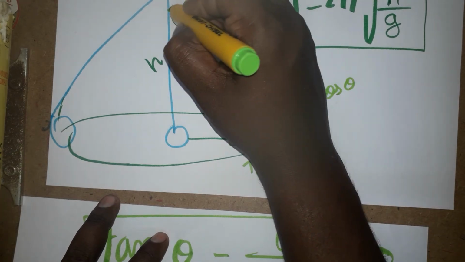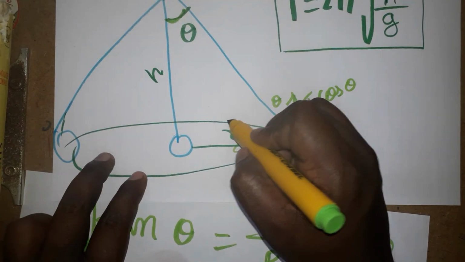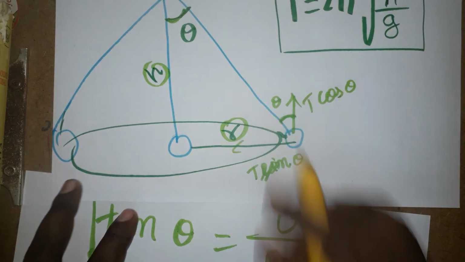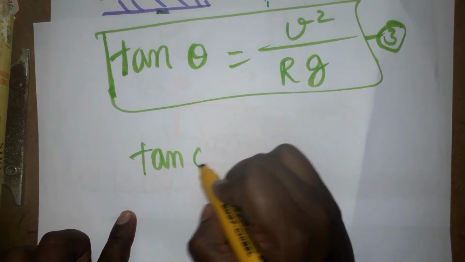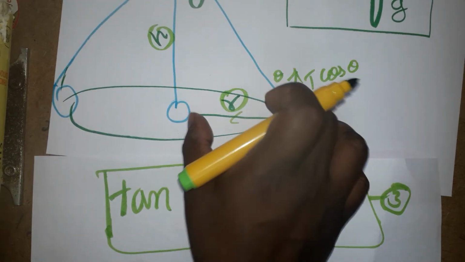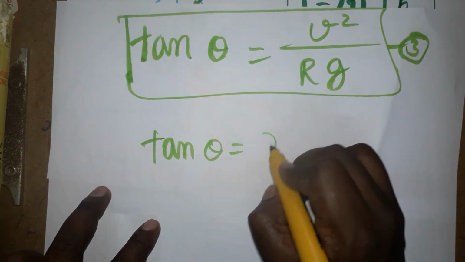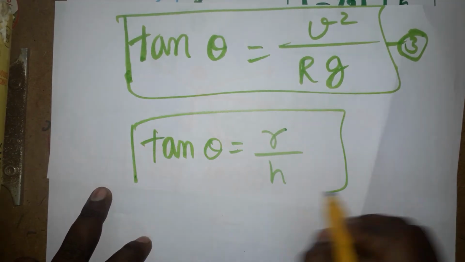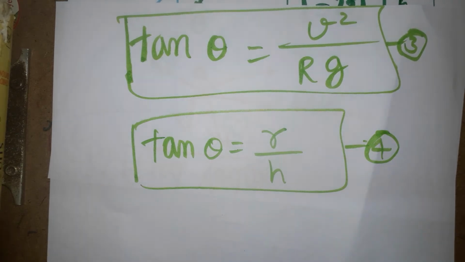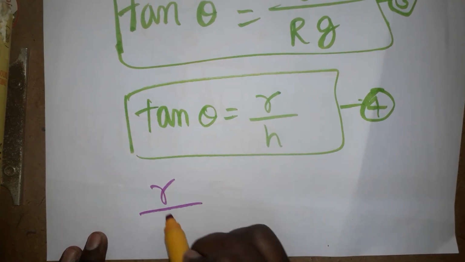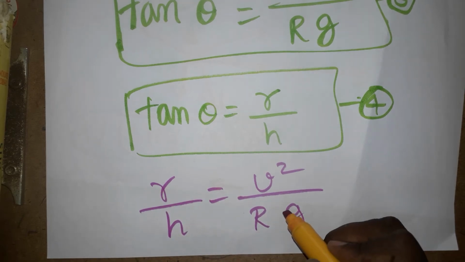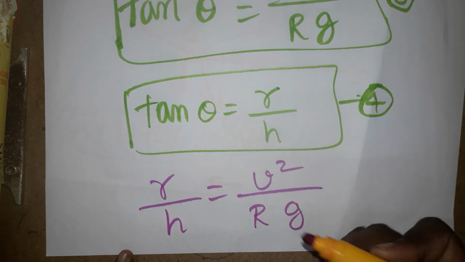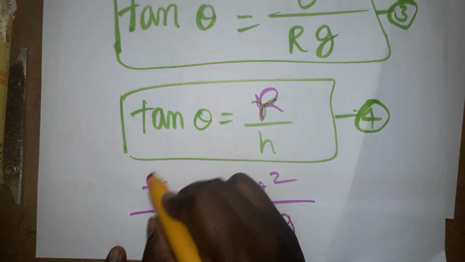Now I am taking tan theta here. Tan theta is equal to opposite by adjacent. So opposite is R, adjacent is H. So tan theta is equal to opposite by adjacent. Our opposite will be R, adjacent will be height. So it is R by H. This we take as equation number 4. Both are representing tan theta, so you can equate them. So R divided by H is equal to V square divided by RG. Both are going to tell us the radius of the circle. You can use small g, small r or capital R. I am using capital R.